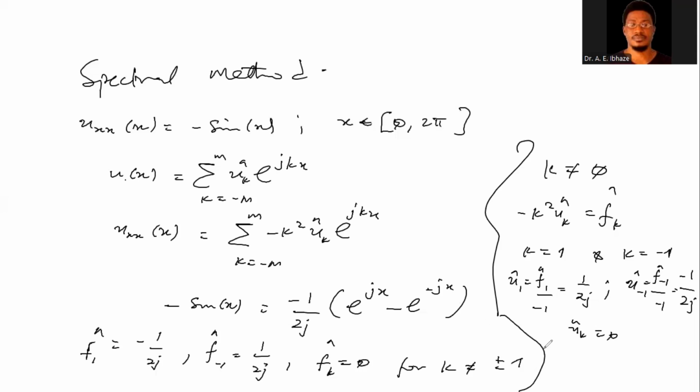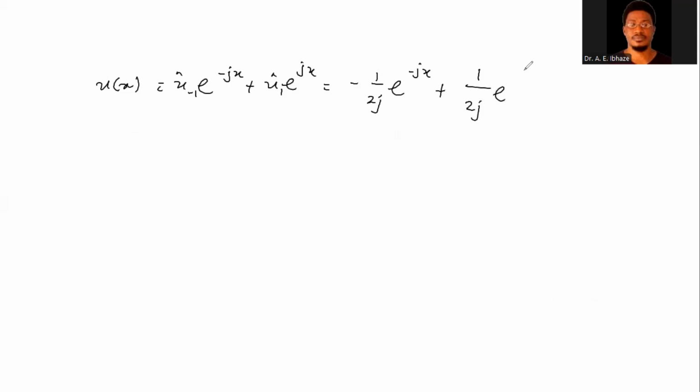So also we set u hat sub 0 to be the same as 0 to enforce zero mean. And then we are now going to recover the solution by inverse Fourier transform. And that should give us u of x being the same as u hat sub -1 e^(-jx) plus u hat sub 1 e^(jx). And this will give us -1 over 2j e^(-jx) plus 1 over 2j e^(jx). And this is the same as sine x.